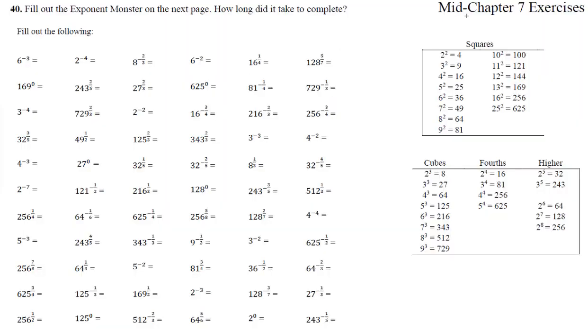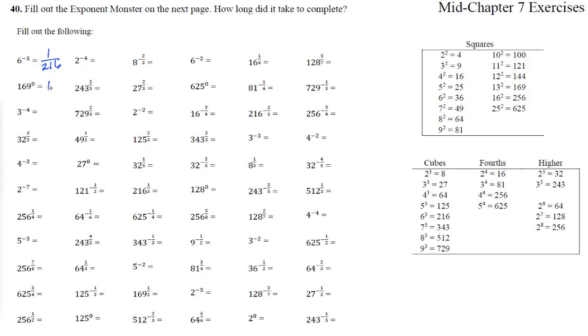Here we are with mid-chapter 7 exercises number 40, which says fill out the exponent monster on the next page. This is what the exponent monster looks like with this table to help us. How long did it take to complete? Well, let's start the timer and go to town on it. 6 to the negative third power. So this is 1 over 6 to the third, which is 216.